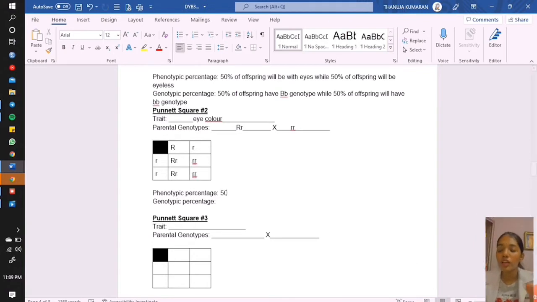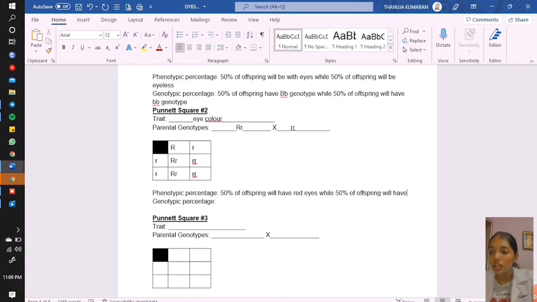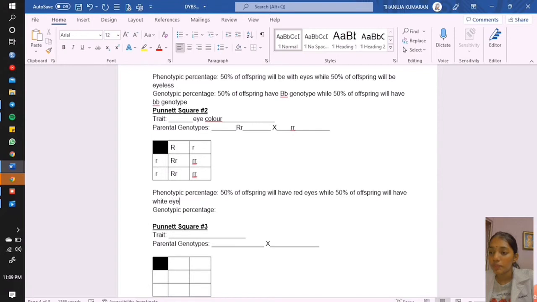The phenotype percentage for Punnett square 2 is 50% of offspring will have red eyes, while 50% of offspring will have white eyes. For the genotype percentage, 50% of offspring will have heterozygous genotype, while 50% of offspring will have homozygous genotype.